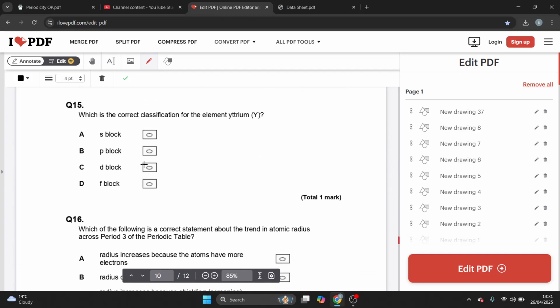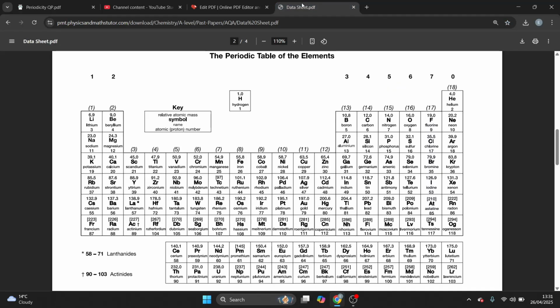Which is the correct classification for the element yttrium? Y. So I'm just going to have a look in the periodic table for Y. Just start from the top. Helium, neon, argon, fluorine, sodium, magnesium, aluminium, silicon, krypton, boron, bromine, selenium, arsenic, rubidium, strontium, yttrium. There we go. So it's in group 3. Well, it's in the middle of the periodic table.